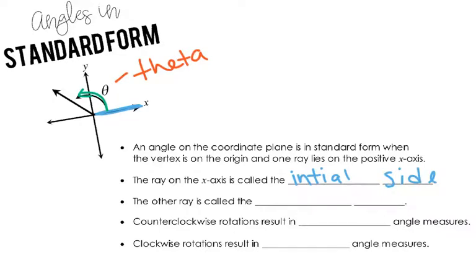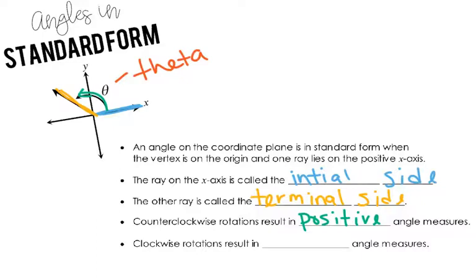So the other ray that makes up the angle, that's called the terminal side. So anytime you see the word terminal, that means the end. And then we're always going to go in a counterclockwise rotation. That's going to give us a positive angle. So that's why you have the green arrow.